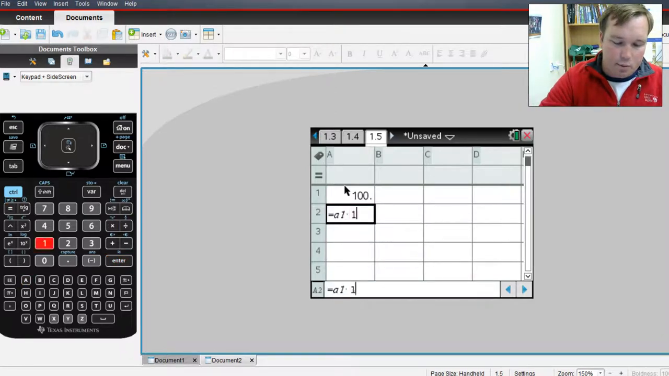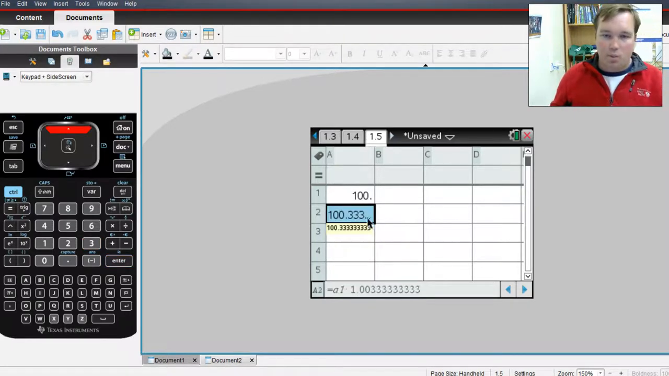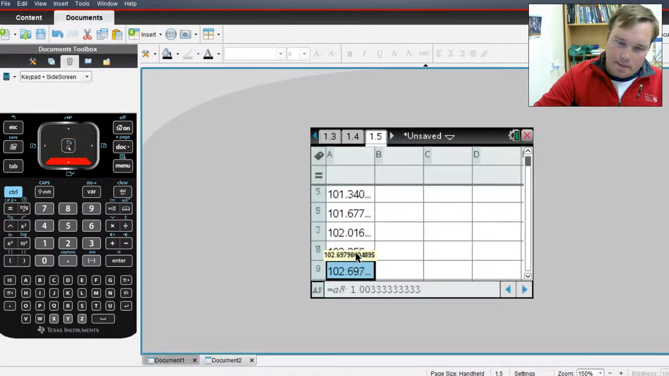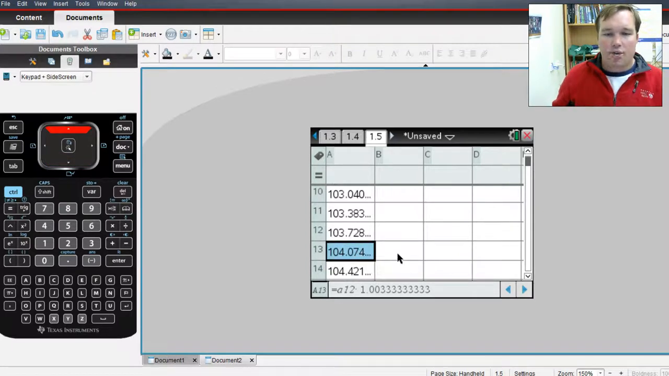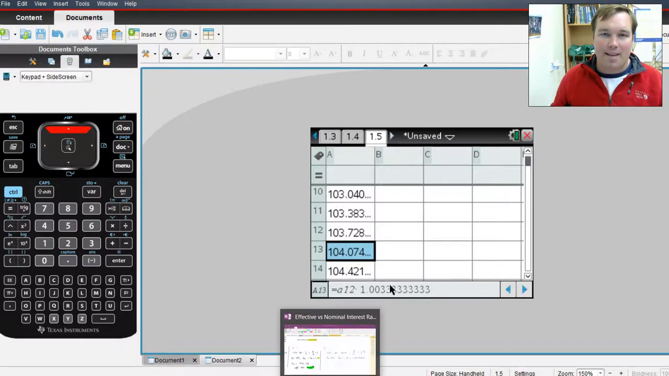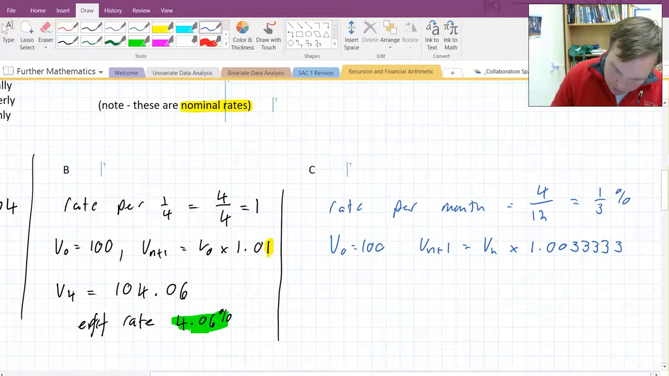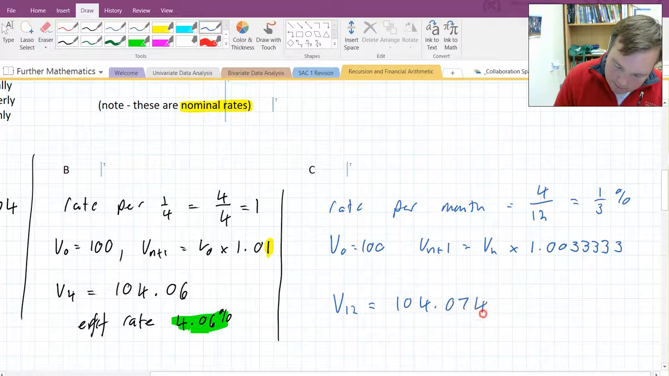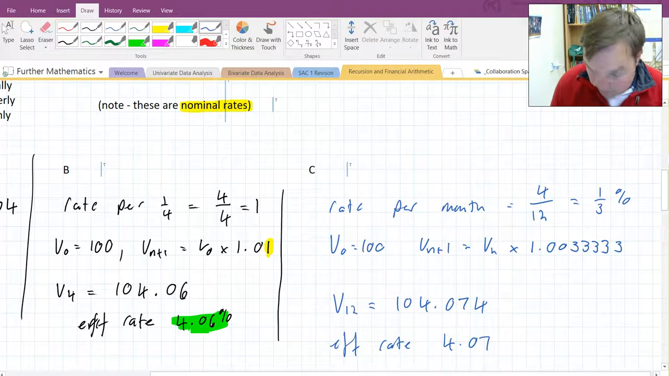Equals A1 times 1.003333333333. That's month 1, and we want to go down a little. Doesn't matter if we go too far, because what we're going to look at is number 13. $104.07. That's the amount we need to repay at the end of the year. So the value at 12 is going to be $104.07, which means the effective rate is 4.07, we'll round it to 3 significant figures, %.